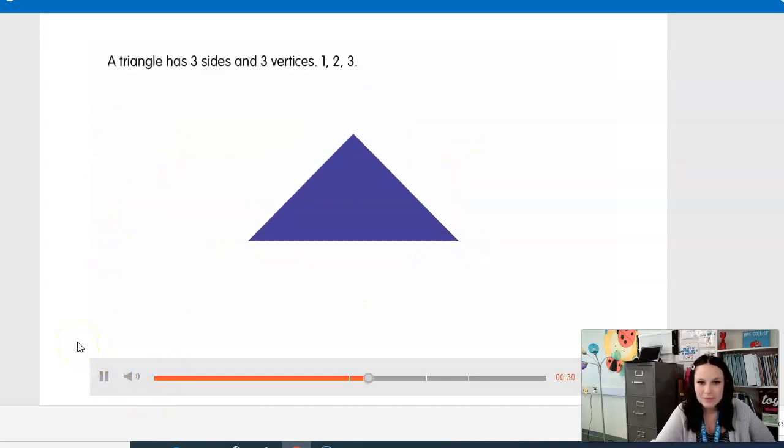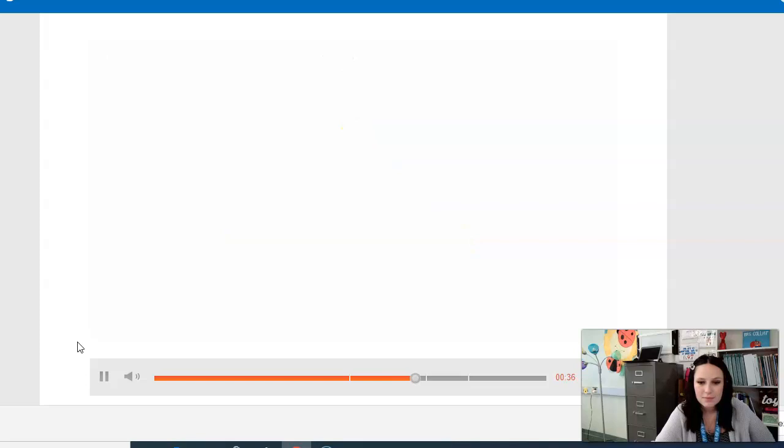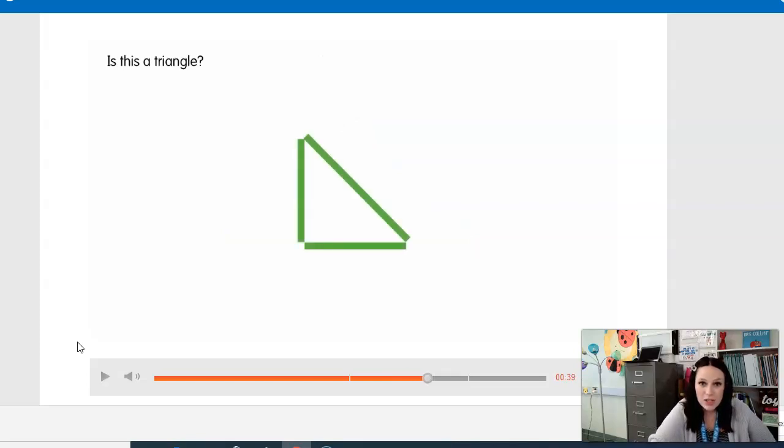A triangle has 3 sides and 3 vertices. 1, 2, 3. Is this a triangle?